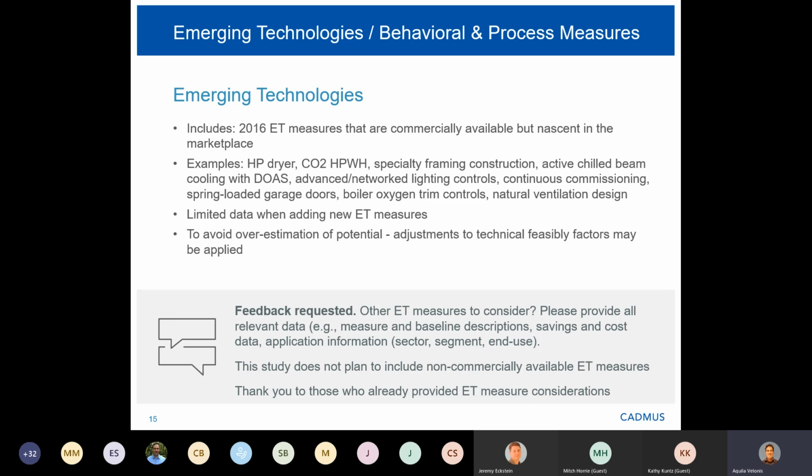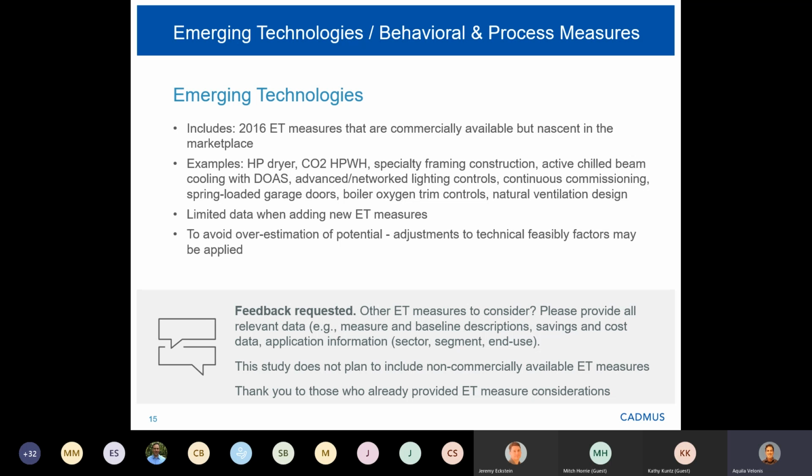I have about three slides left, and would like to talk about three measure groups that were of primary interest in the last study, and thought it was important to talk through them here as well and get your feedback. The first one is emerging technologies. We started with the 2016 emerging technologies that were commercially available but nascent in the marketplace. So this is one of the areas that I would like to talk a little bit more about. The further slides are going to be behavioral and process measures. But the first one is emerging technologies.